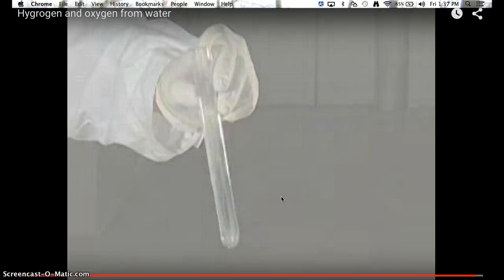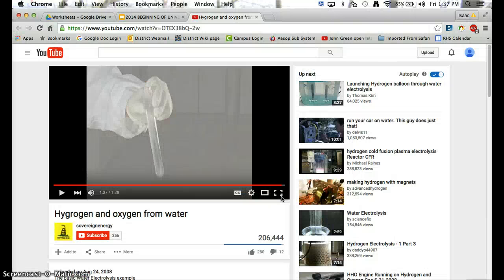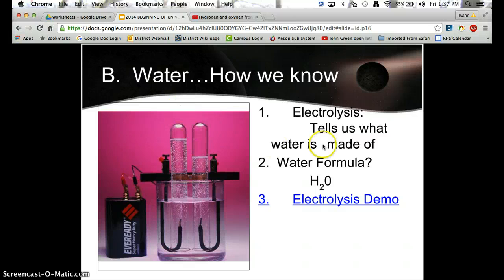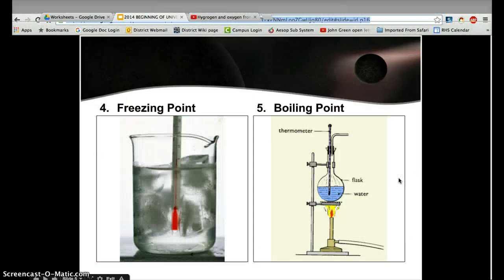Alright, so that gives you a glimpse as to what electrolysis is. Electrolysis is basically the process of running an electric current through water. What they were collecting in each of those tubes were two different gases, hydrogen and oxygen, and they proved that they were hydrogen and oxygen by doing the glowing splint test. And as you saw in the video, they talked about the different characteristics of hydrogen and oxygen in the presence of a flame. So we're going to continue on here.